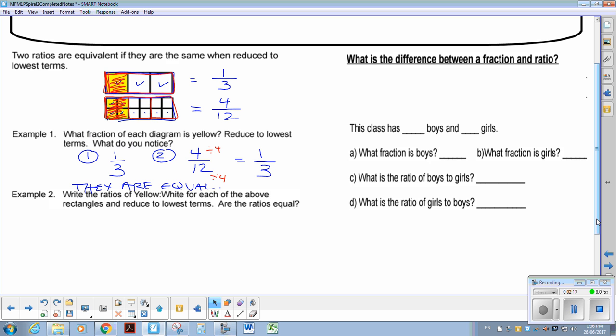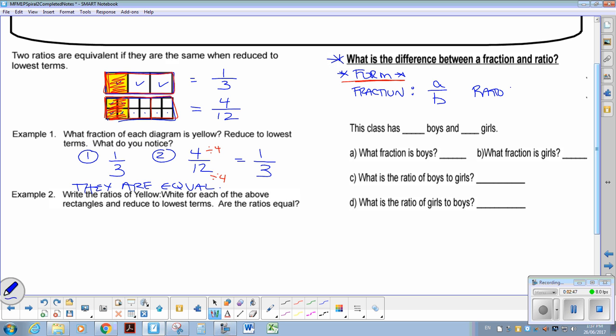Second one is write the ratio of yellow to white. So let's jump up here for a second. What is the difference between a fraction and a ratio? The difference is form. That's the only difference right there, form. So a fraction would be A over B. A ratio looks like this, A, and these dots mean "to". So 3 to 4, 5 to 6, and so on and so forth.